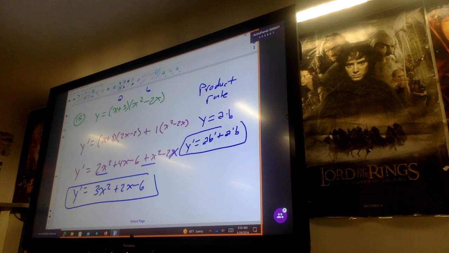Where'd you get that 1 in front? The 1 came from the derivative of this. So the derivative of x plus 3 is just 1, because the derivative of x is 1. We okay with that? Alright, can I move on?